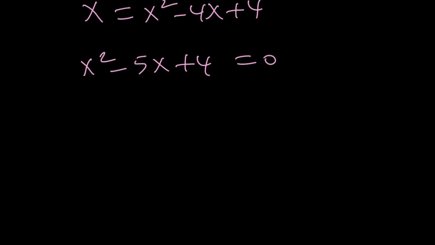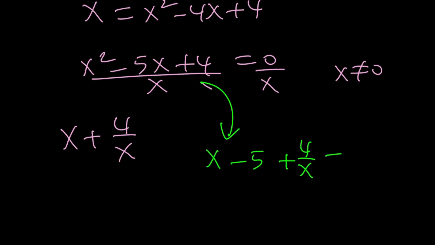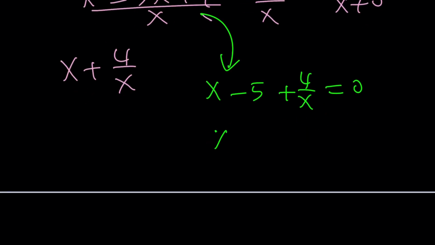My goal is to evaluate what? An expression. What is that? x plus 4 over x. How am I going to do that from here? Easy. You're going to divide both sides by x. We know that x does not equal 0, right? Obviously, because x equals 0 doesn't satisfy the original equation. So this is good. But take a look at this. x minus 5 plus 4 over x equals 0. Add 5 to both sides. What are you getting? x plus 4 over x equals 5.